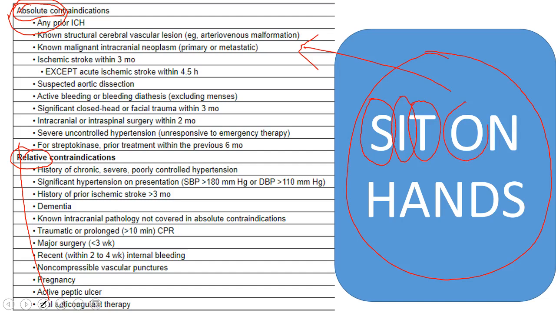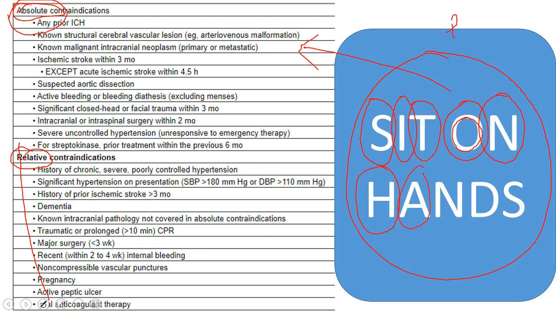O for pregnancy. Actually, pregnancy is P, but remember the pregnant woman will have a tummy, which looks like an O. So just remember that one, pregnancy. Any malignant neoplasm, cancer in the brain. Uncontrolled hypertension should not be given. The patient will be at high risk of bleeding.